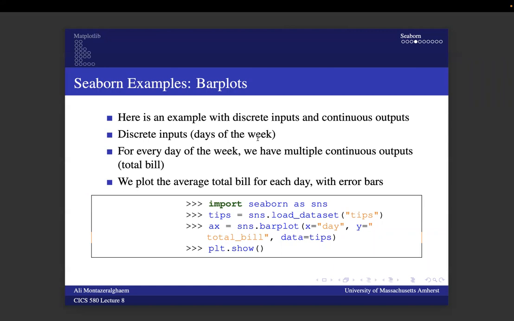So here we have multiple continuous outputs for each day, and we want to plot the average total bill for each day with error bars. If we want to show this figure in Matplotlib, that would be harder than in Seaborn, but in Seaborn you just need to call the function barplot. And before that, I should mention that we are using a dataset.